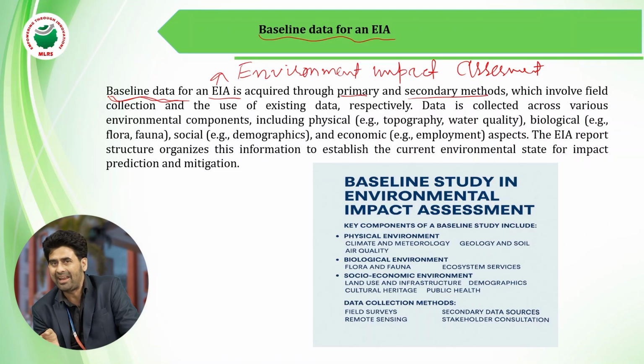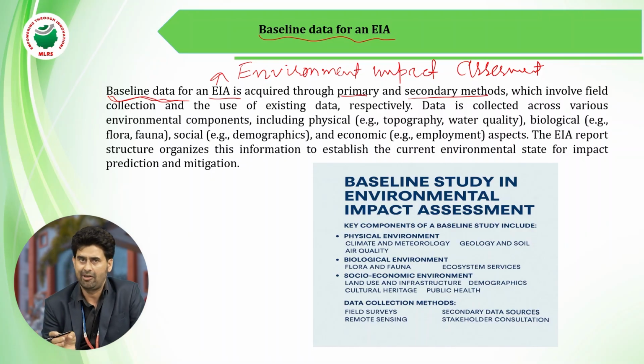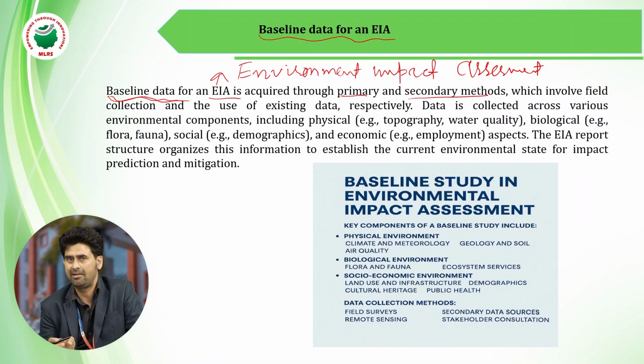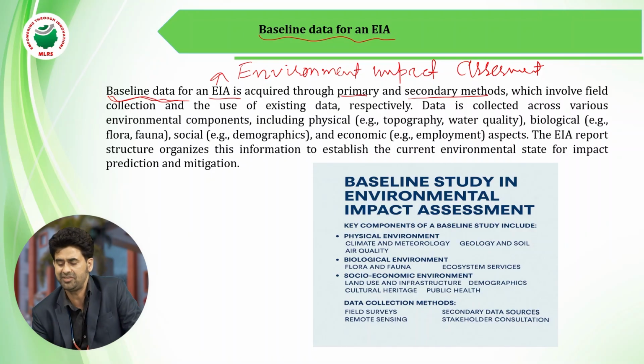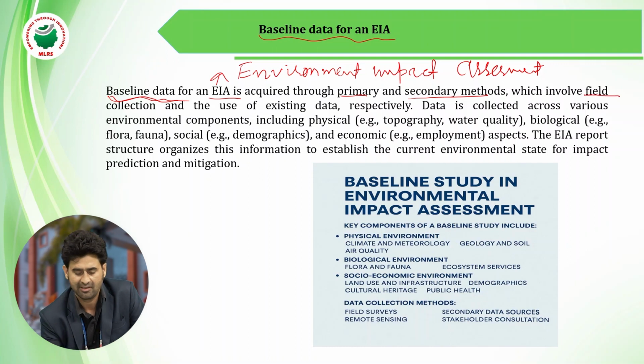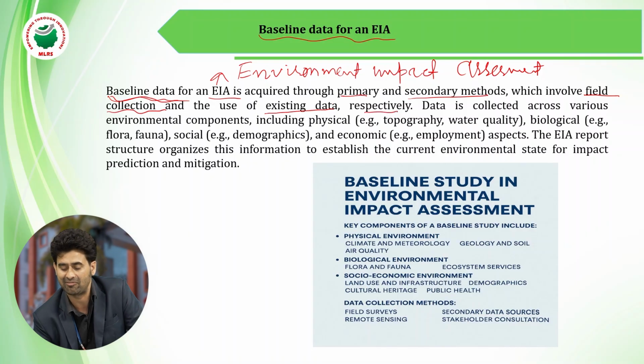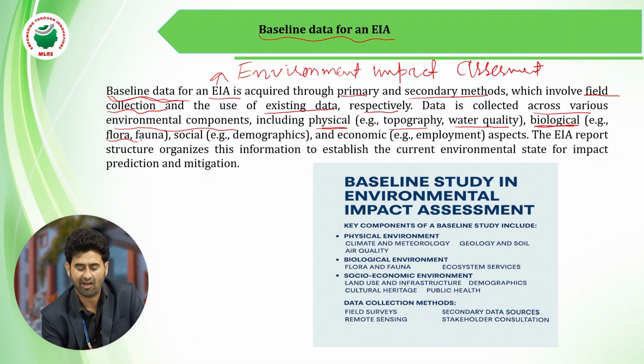And we have to acquire the data for environment impact assessment by primary and secondary methods, which involves field collection and the use of the existing data respectively. Data is collected across various environmental components including physical, that means topography, and the quality of water. And the second one is biological. Biological example is flora and fauna.